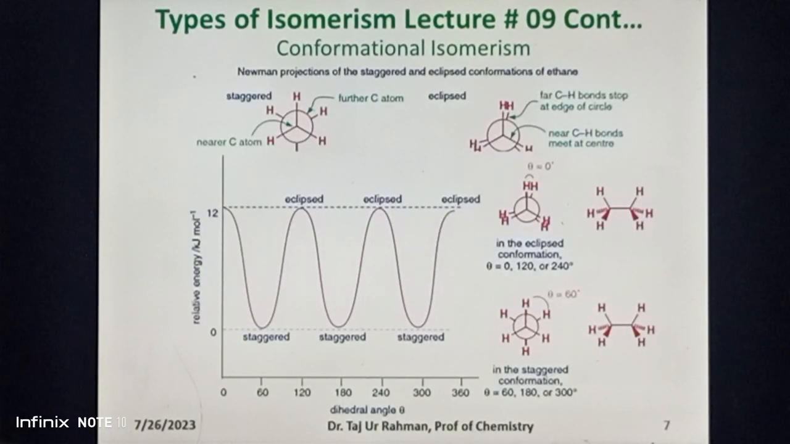Now we are going to explain conformational analysis of ethane. Conformational analysis can be defined as the study of the energy changes that occur during the rotation of one part of the molecule with respect to the other part through a single carbon-carbon bond. Now look at these sawhorse structures and Newman projections of the ethane molecule.